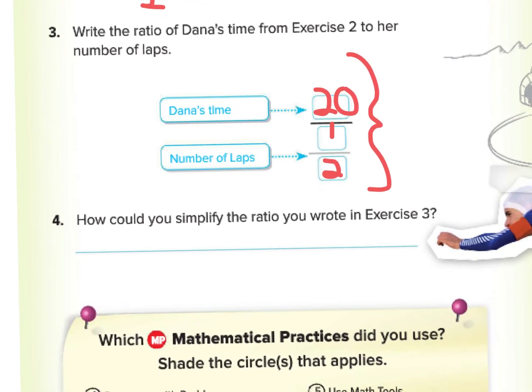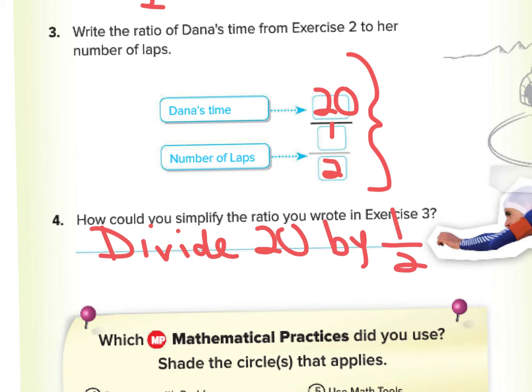Now, how could you simplify the ratio you wrote in exercise 3? Well, you would divide the 20 by a half. When you divide a number by a half, what ends up happening is you're actually multiplying it by 2. And I will explain that later. Okay? Well, I could actually explain it right now quickly.